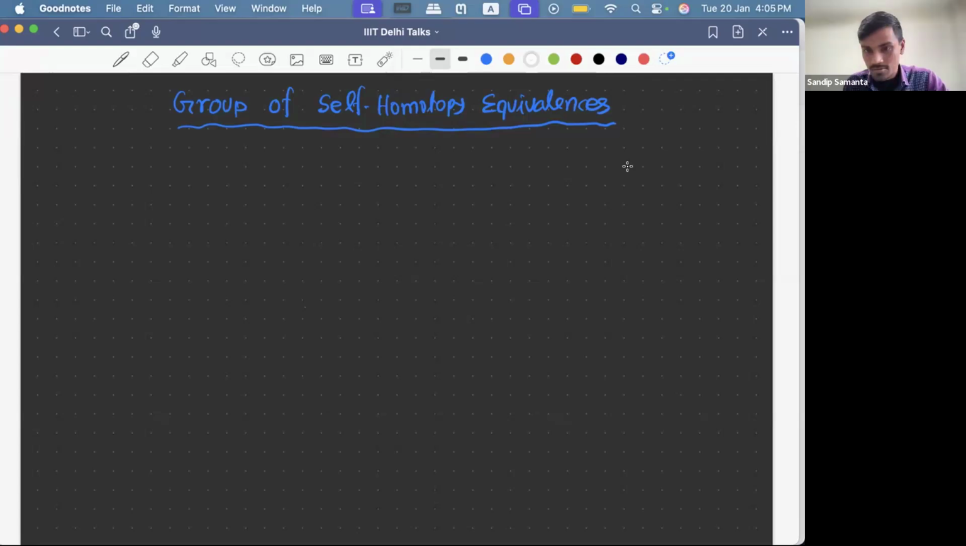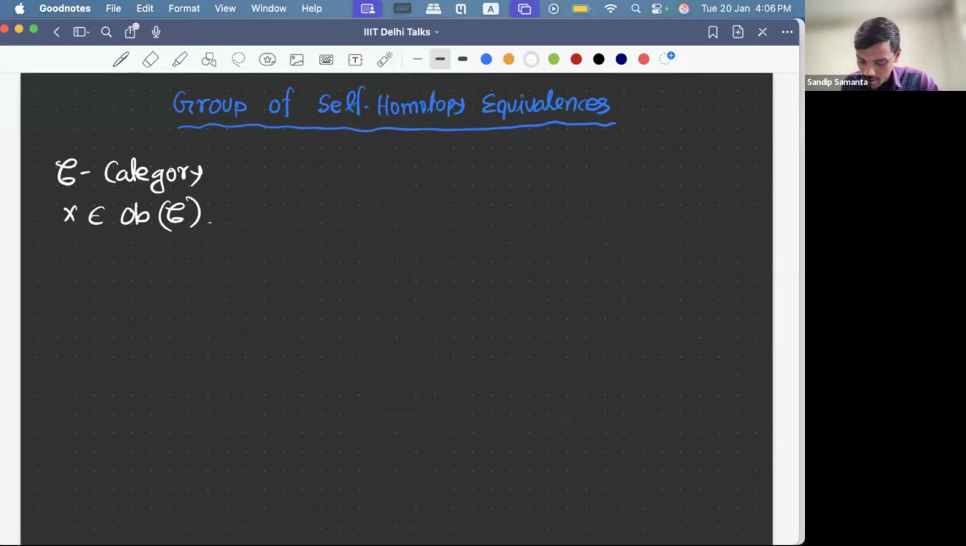Thank you for the introduction. As told, I'll talk on the group of self-homotopy equivalences. Before going to the exact content, let me start with how these groups appear in a categorical sense. The setup is, suppose we have a category C. A category consists of a collection of objects and morphisms between any two objects, right? Let's say X is an object in that category.